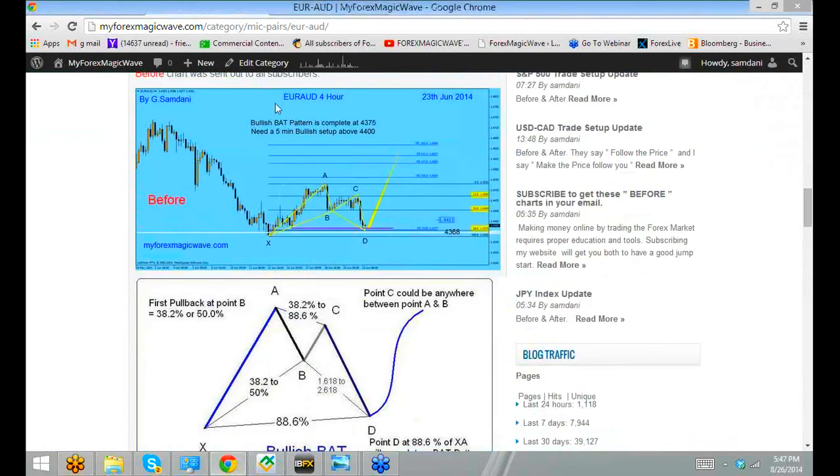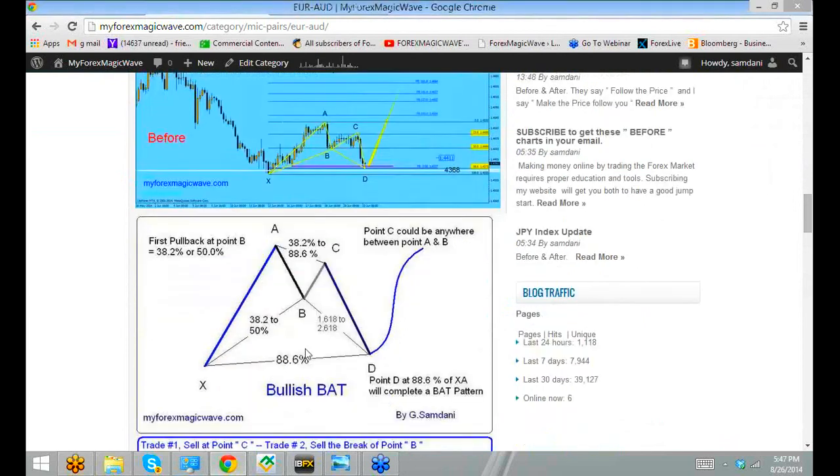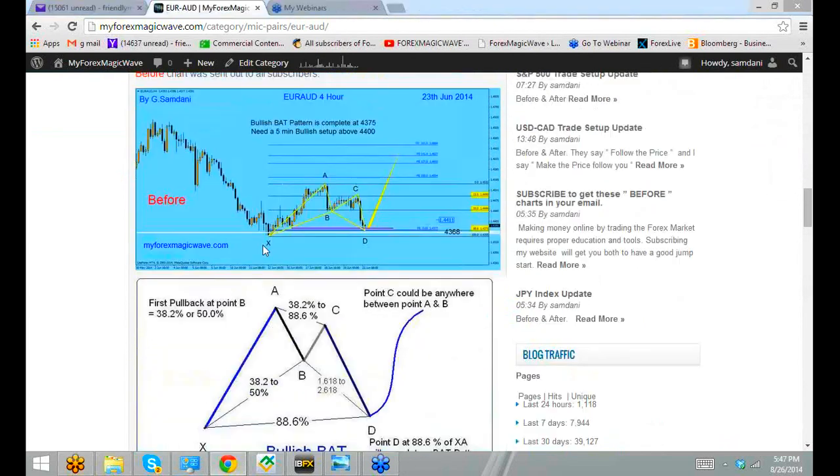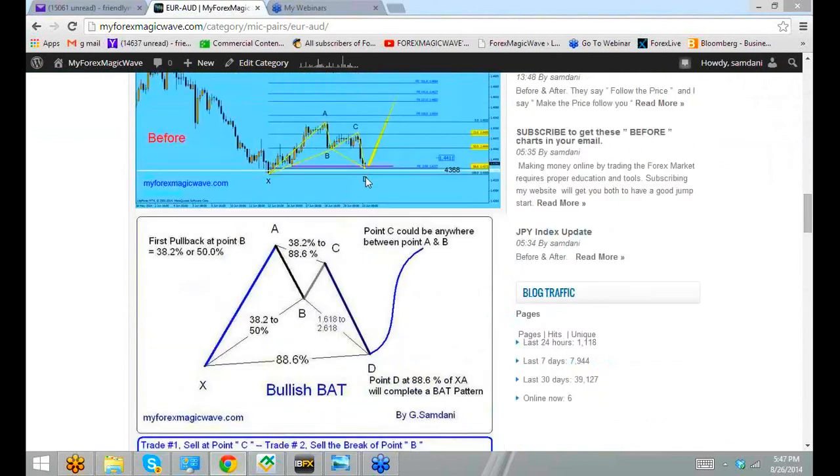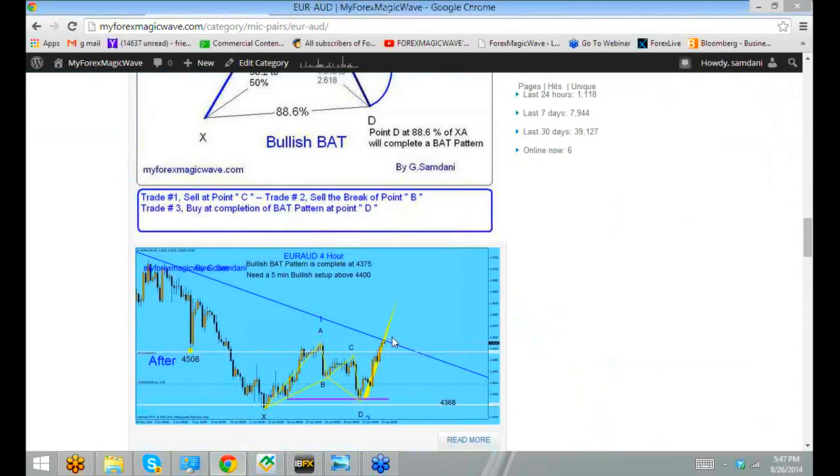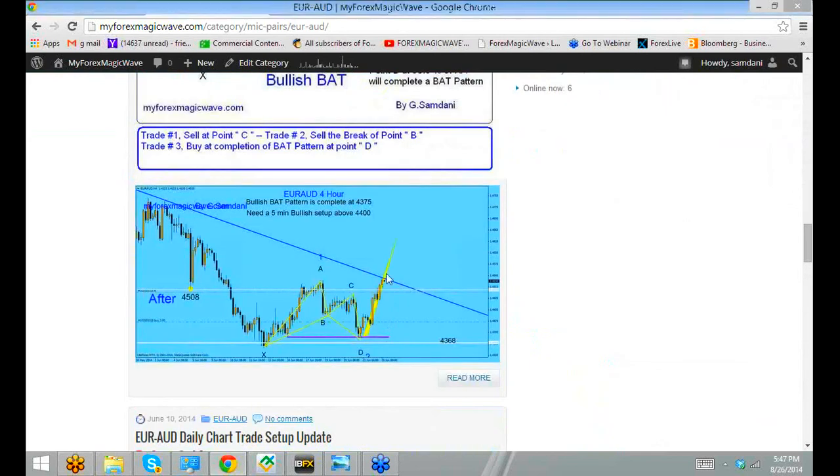Okay, look at this one, a Euro Aussie 4-hour chart. And what kind of pattern was that? I didn't write it down here, but it was a pattern. It was a bullish bat pattern. All of this calculation is perfectly fine, and it's supposed to go up, and it was at the end, the finishing point, point D. And look what happened. All these are my trades. Simple.